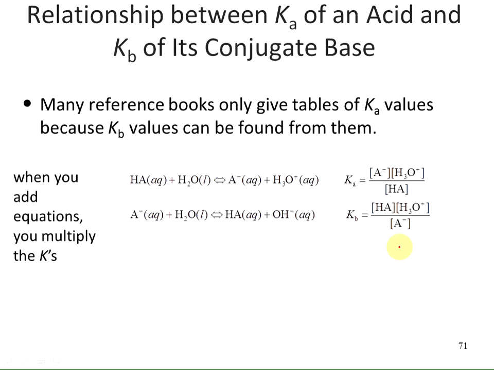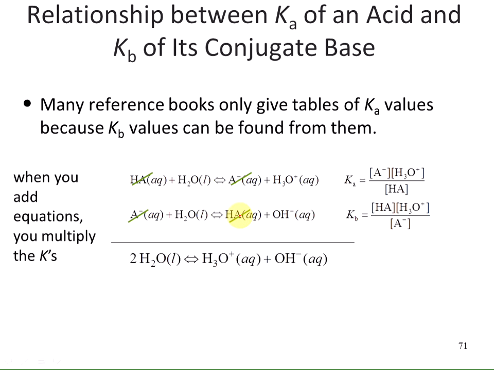So I'm going to add these two equations together. And notice that the HA's on both sides cancel out and the A minuses cancel out. What I'm left with is two waters, and those two waters can then ionize to form H3O plus, the hydronium ion, and the hydroxide ion. So this should look familiar to you from the auto-ionization of water.